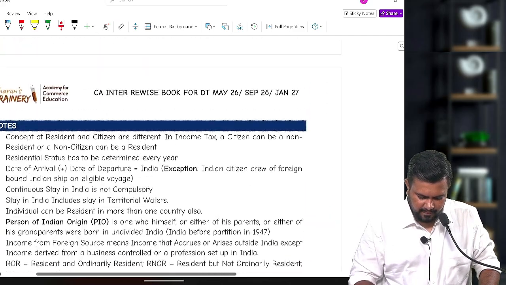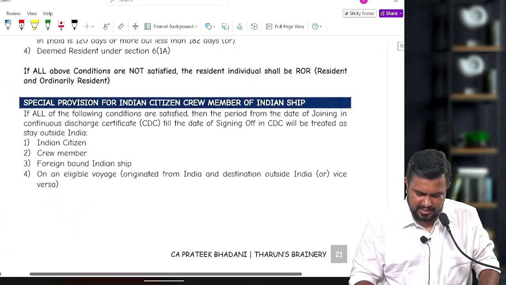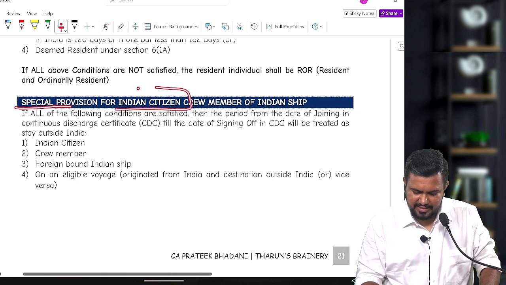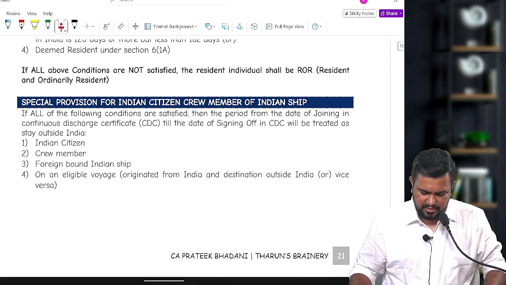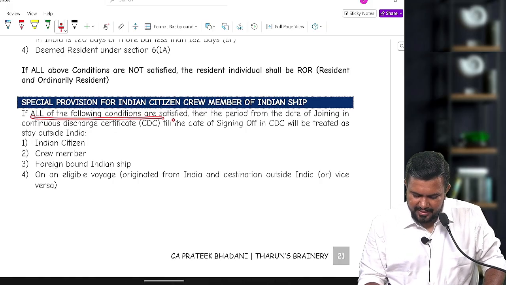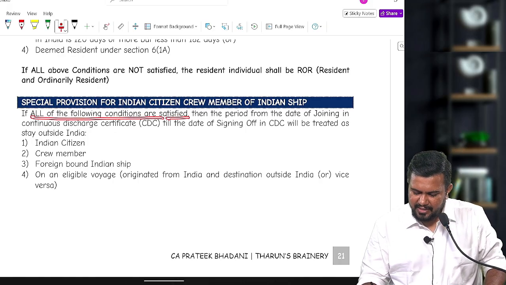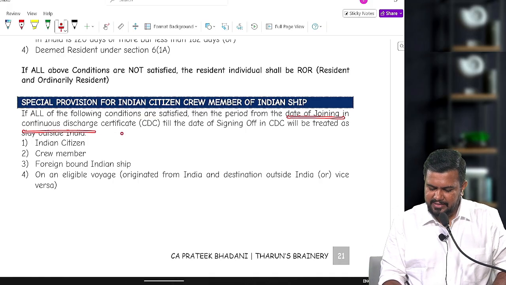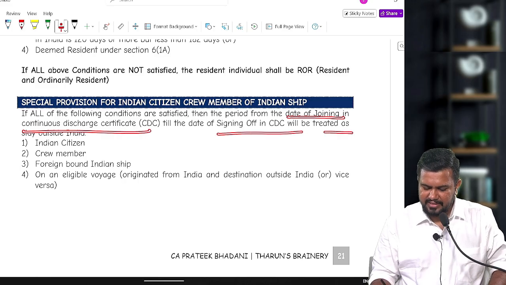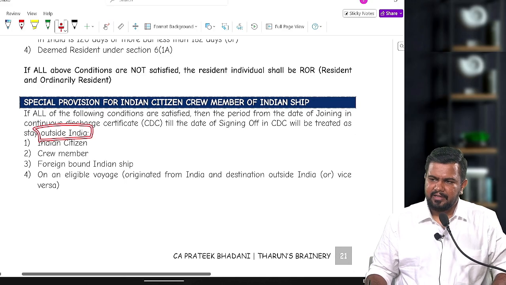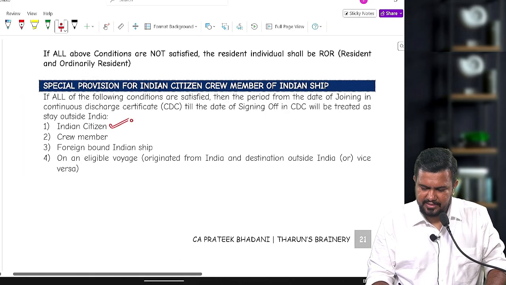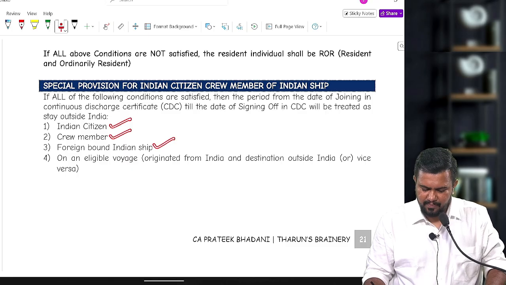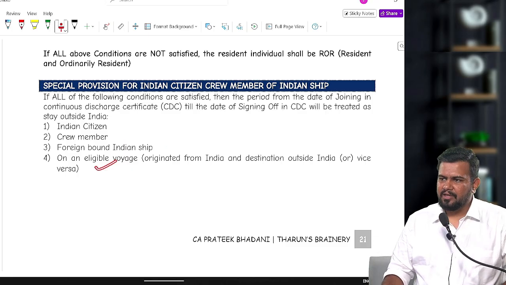This is over. Now let us see the special provision for an Indian citizen crew member of an Indian ship. If all of the following conditions are satisfied, then the period from the date of joining in the CDC to the date of signing off in the CDC will be treated as outside India. What are the conditions? Number 1, Indian citizen. Number 2, crew member. Number 3, foreign bound Indian ship. Number 4, on an eligible voyage.